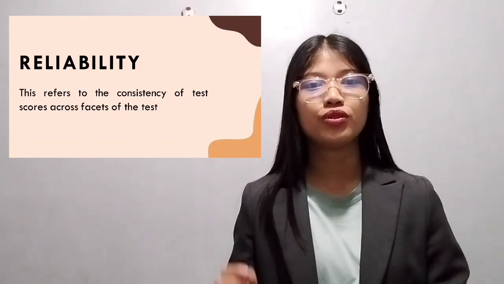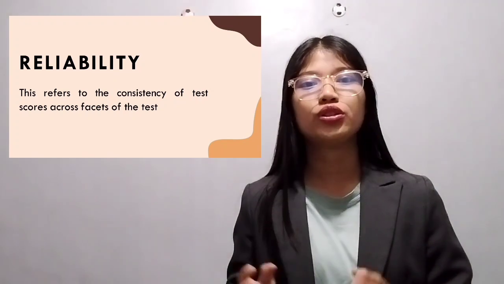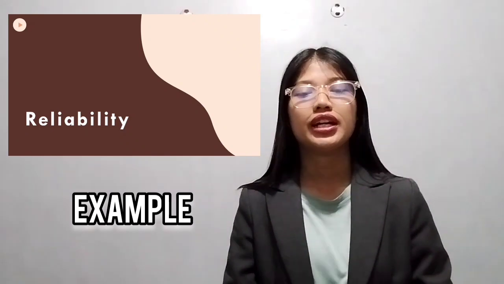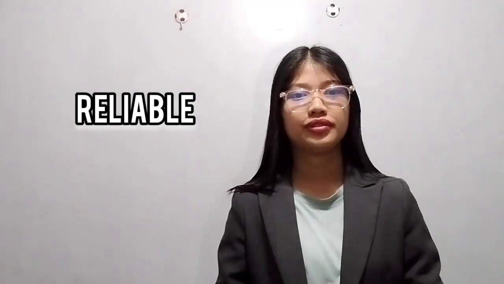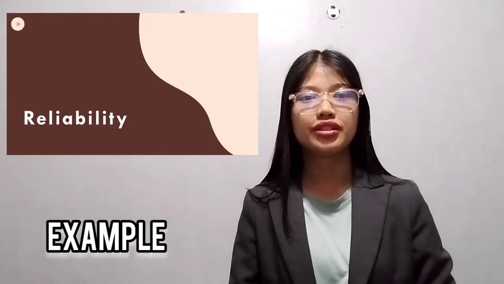Reliability refers to the consistency of test scores across facets of the test. Say, for example, you administer an exam or a test to a class, and then administer that same test to that class at another time. If the scores in the previous test are similar to the recent test, then the test is reliable. Another example is administering the same test to two different groups. If those two different groups produce similar results, then the test is said to be reliable.